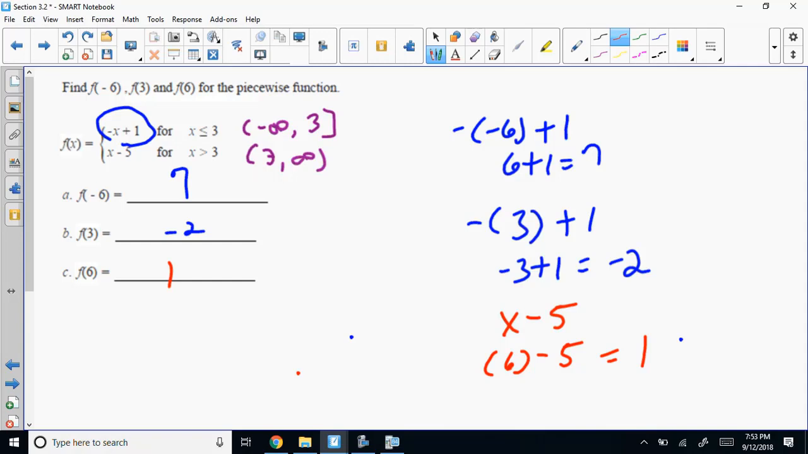See my domain here? It's values greater than 3, but not including 3. So 6 is greater than 3, right? So it would be in there. That's a strategy that will help you, because that's really the hardest thing about a piecewise: knowing the domain for each one of those little pieces, and where the particular x value you're trying to evaluate fits. Any questions on that?